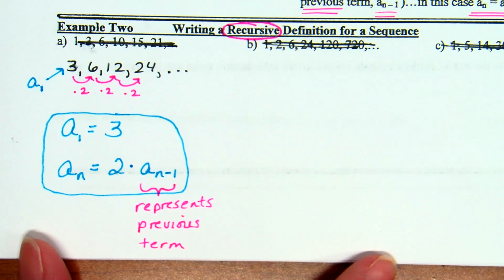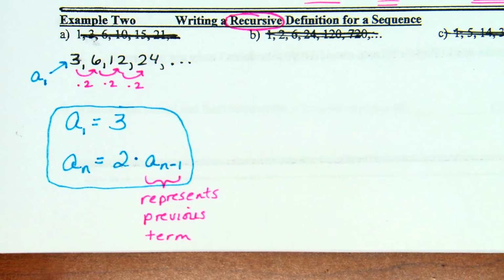In a recursive definition, it will always be A of n equals, and after the equal sign, it will include an A of n minus 1. Yes, always.